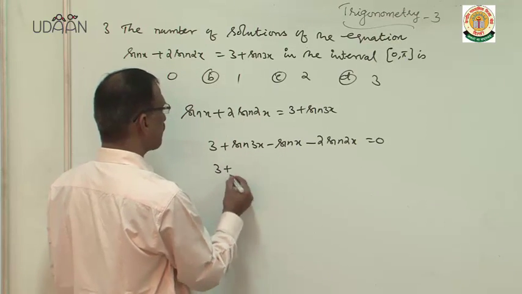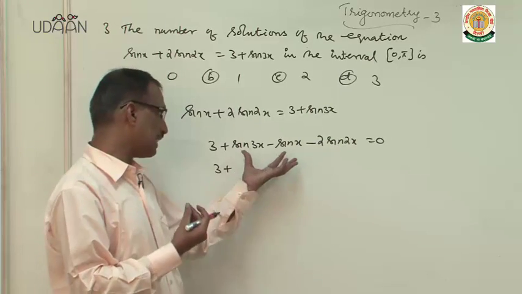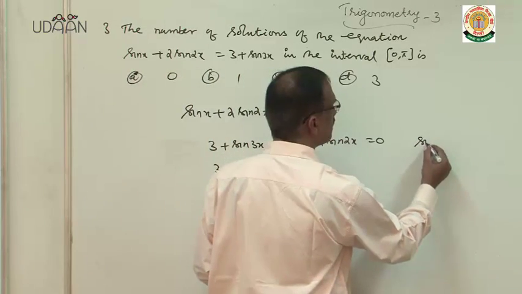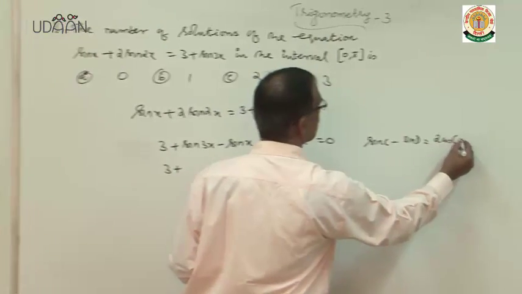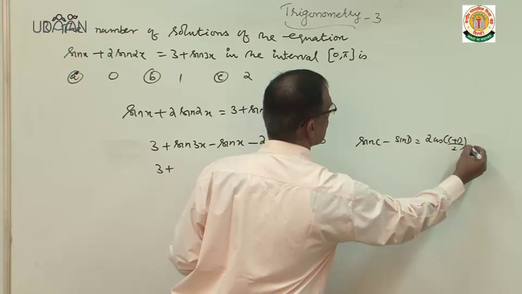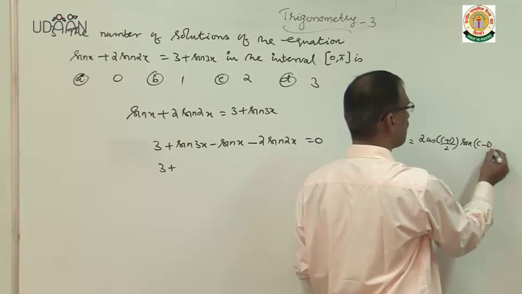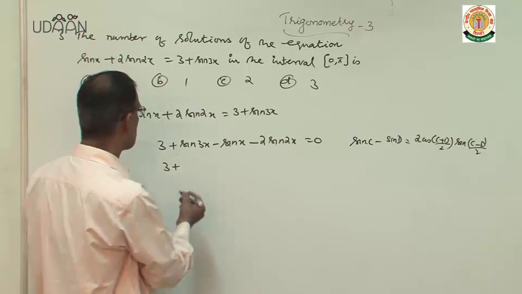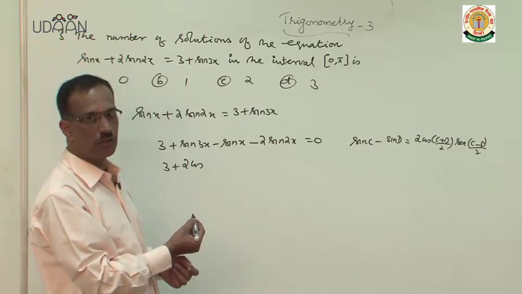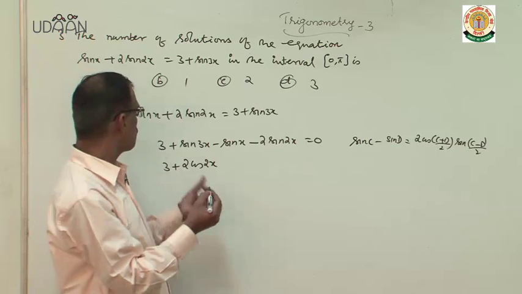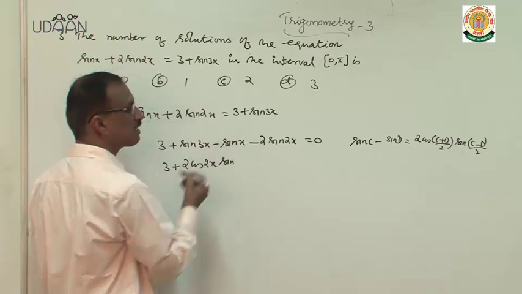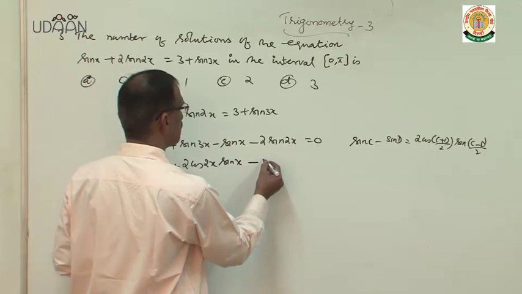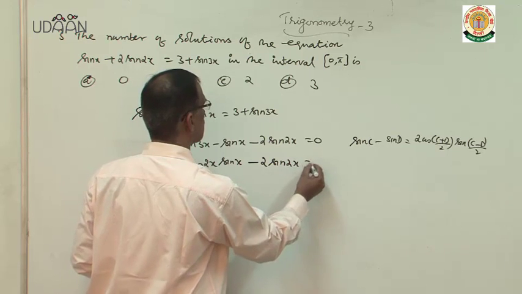These two terms, sin 3x minus sin x, look like sin c minus sin d. We know sin c minus sin d is 2 cos of (c plus d) by 2 into sin of (c minus d) by 2. So, if you use this formula here, c is 3x and d is x. This will give us 2 cos of (3x plus x) by 2, that is 4x by 2, which gives 2x. So, 2 cos 2x into sin of (3x minus x) by 2, that is 2x by 2, which is x, minus 2 sin 2x equals 0.